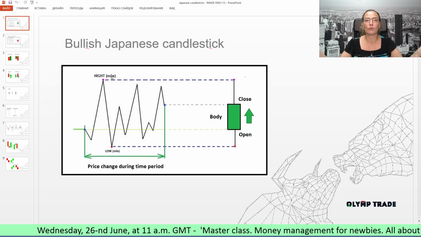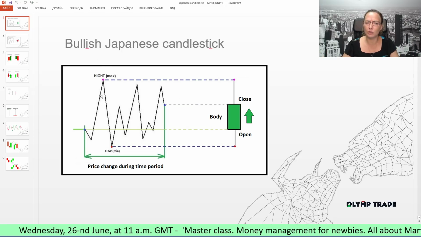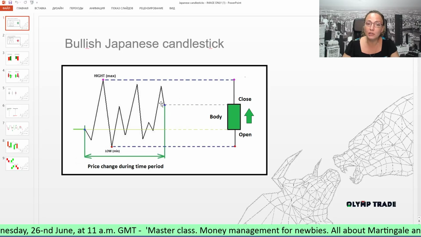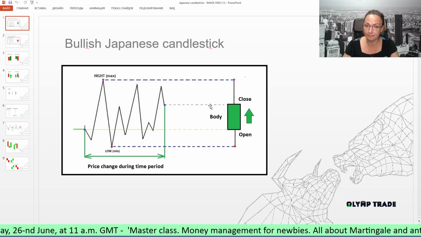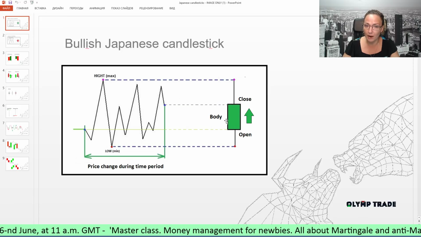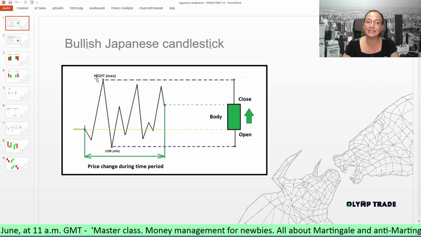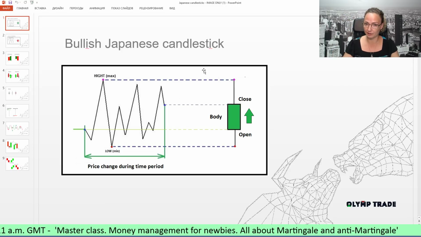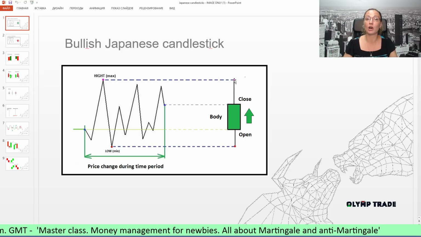And let's say this is our 4-hour time frame, and within 4 hours the price fluctuated and fluctuated and fluctuated, and then eventually it closed right here. So this is why this is our body. But during that 4 hours, the price actually reached a high, a max that is right here. This is what our shadows represent, the max and the lows.